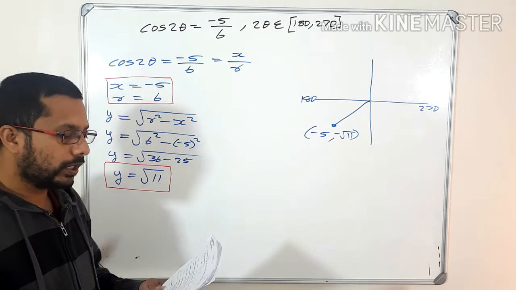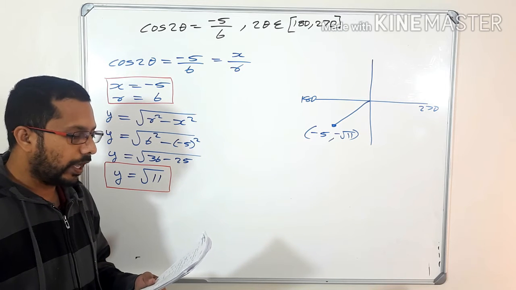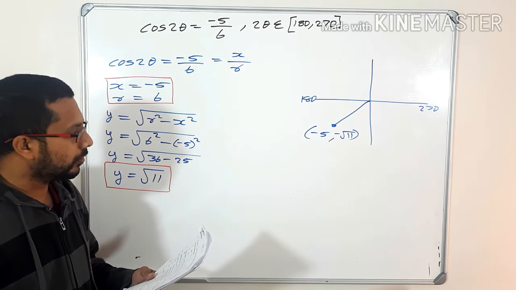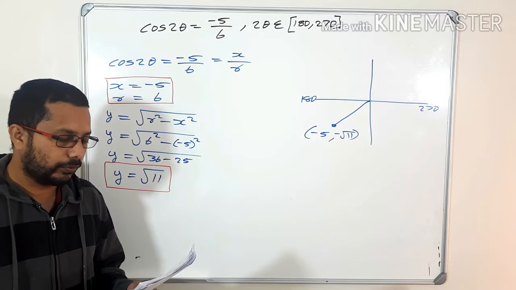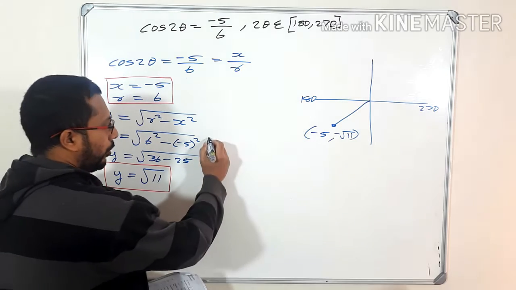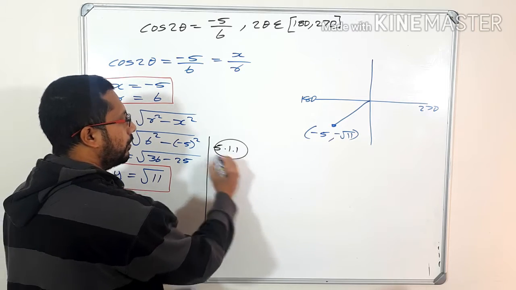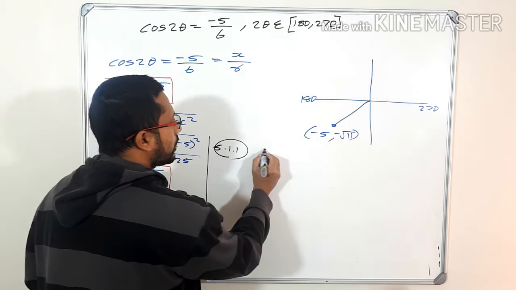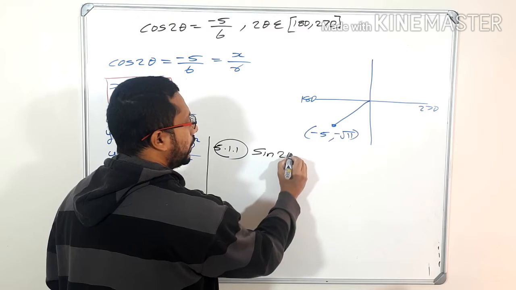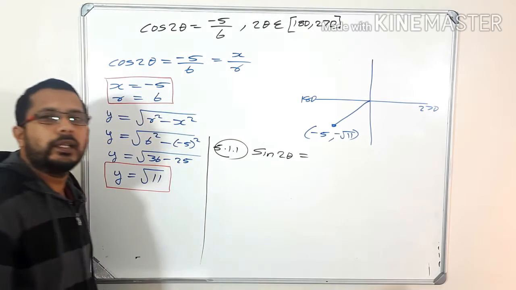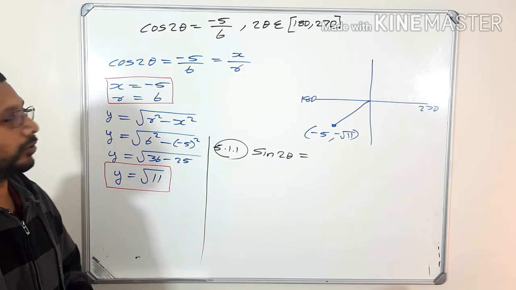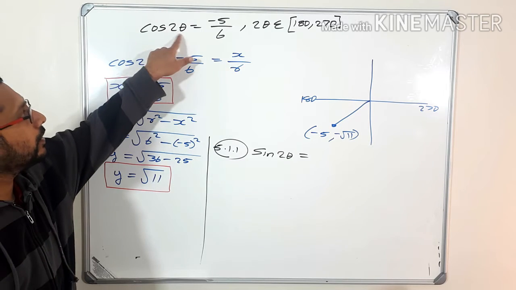Calculate without using a calculator the values in the simplest form. So we have to find the following. Question number 5.1.1. What is the first question? What is sine 2 theta? That's a simple question, because here also the angle is 2 theta.